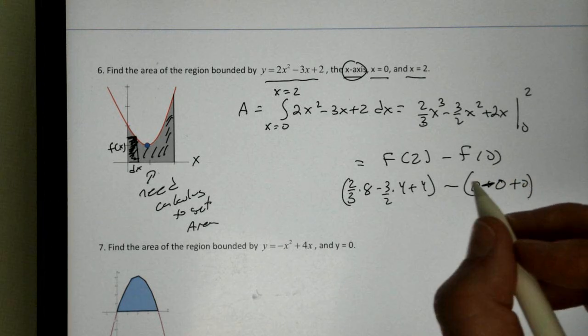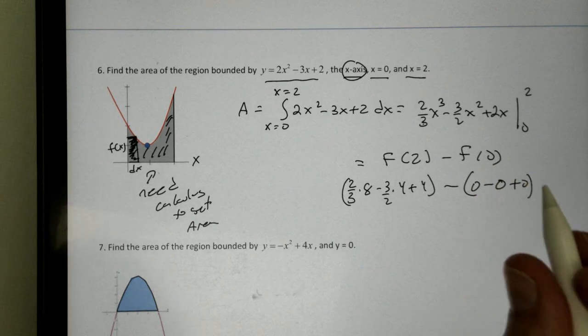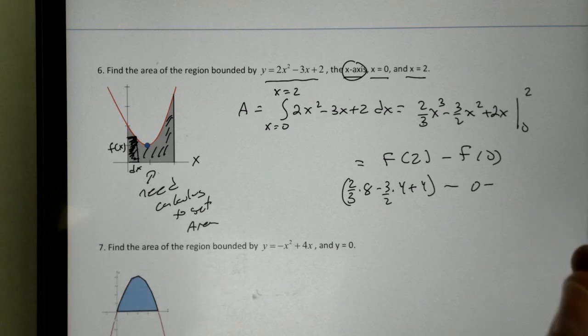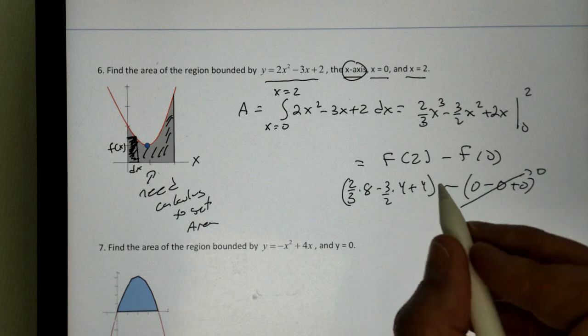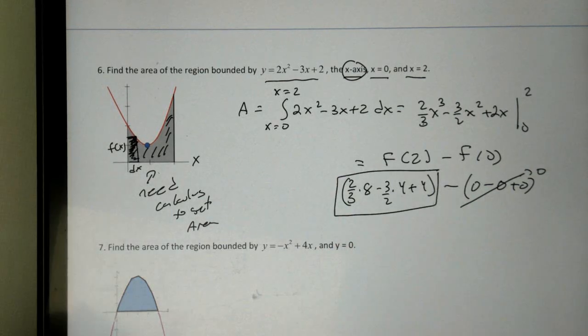Let me go ahead and fix that, make it look a little bit nicer there. And again, that's just all 0. Whoops, didn't want to cancel all that out. There we go. That's all just 0. So there's our area, and the exact area.